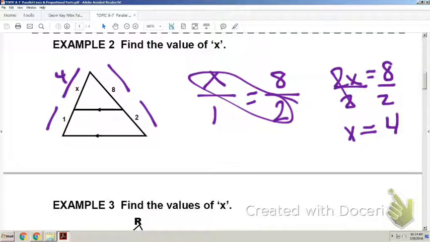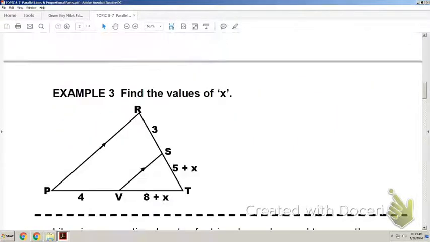You could also think of the scale factor. 8 divided by 2 is 4. 4 divided by 4 is 1. So the scale factor would be 4 if you're comparing them. Okay, example 3.